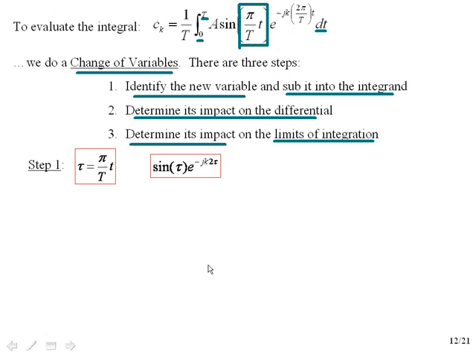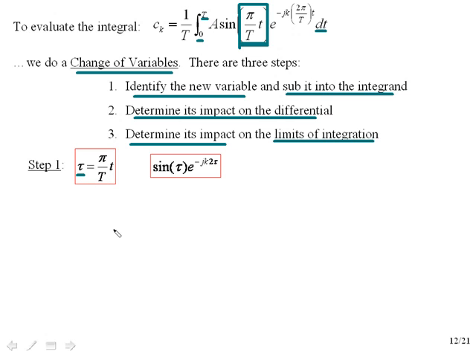Step 1. We're going to look up here and say, aha, let's grab all the stuff that is inside the sine's argument, and we're going to replace it by a single variable. So we're going to say pi over capital T times little t. We're going to set that whole thing equal to tau.